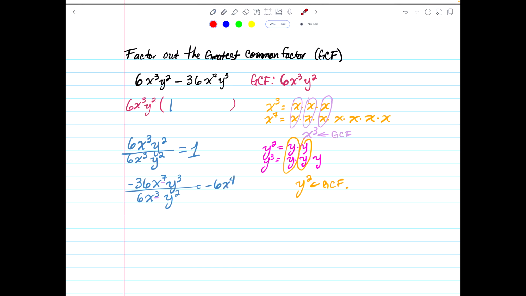Let's apply the quotient rule for y. That means 3 minus 2 is 1. y cubed over y squared gives us just y. So our remaining factor would be 1 minus 6 x to the 4th power and y. And this would be our final answer.